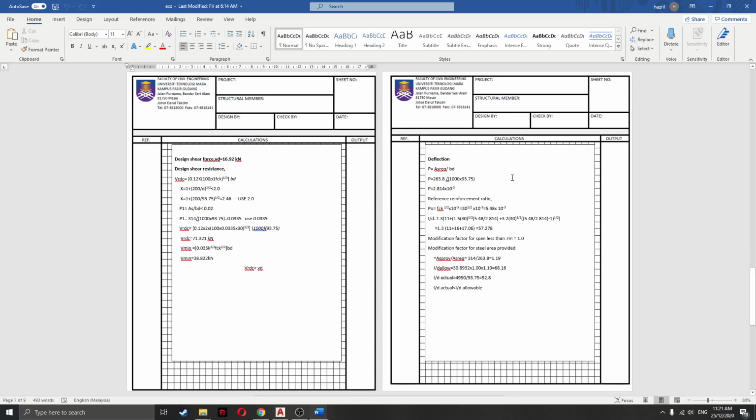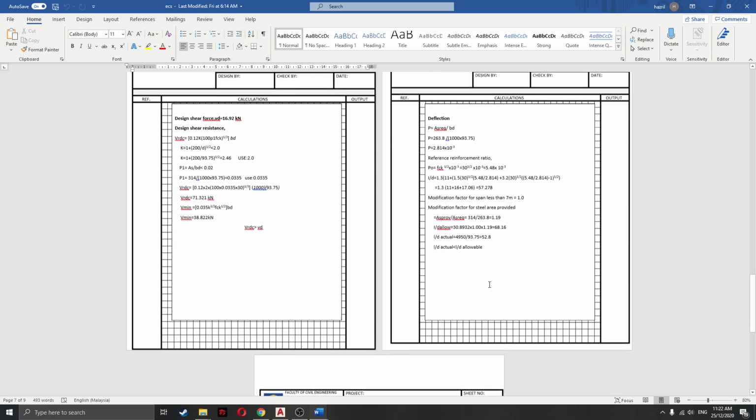So no need anything. Then deflection, rho equal to AS over BD, 263.8 divided by 100 times 93.75. So L over D allowable, I get 68.16. L over D actual, I get 52.8.